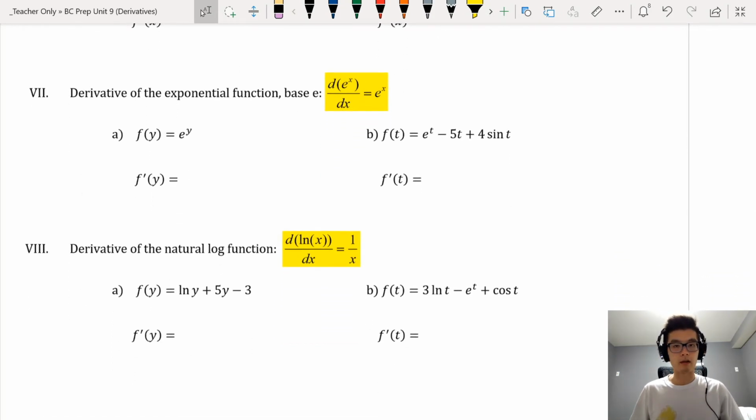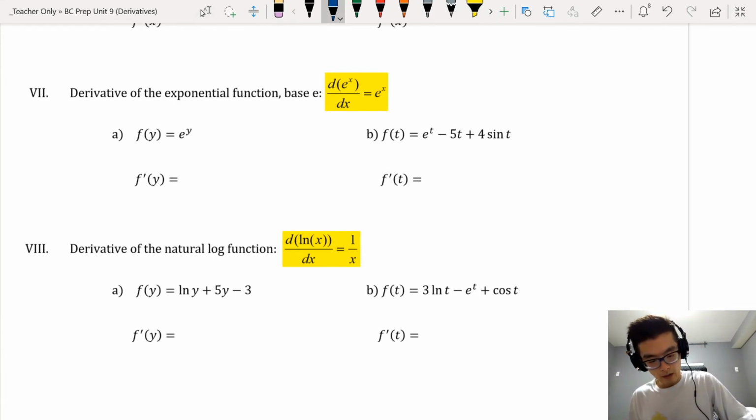e to the x is very easy. It's just e to the x. This is probably one of the easiest ones until you start messing with the exponent.